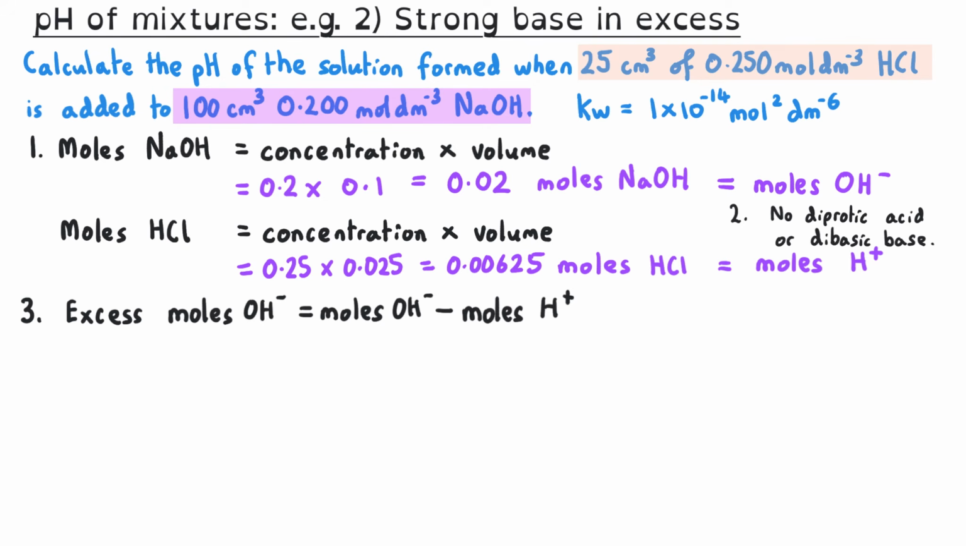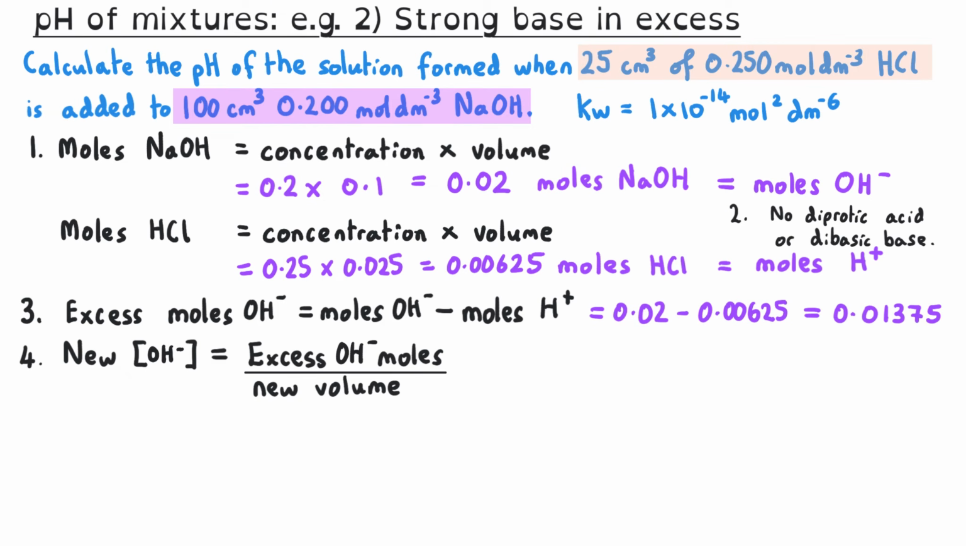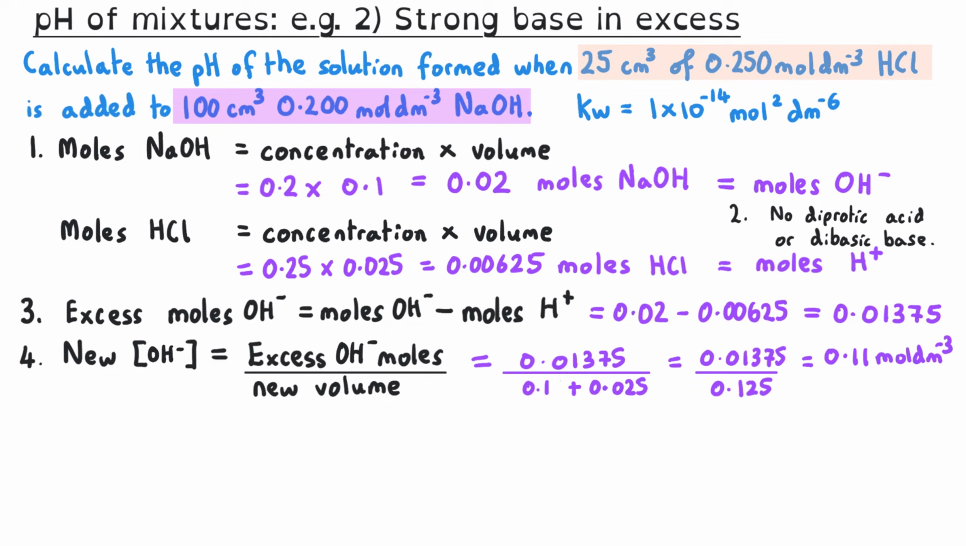Quite how much in excess? We have to subtract the 0.00625 away from 0.02, and that gets us 0.01375 moles of excess hydroxide ions. We then need to calculate the new hydroxide ion concentration by taking this excess moles value and dividing it by the new volume. So 100 cm³ plus 25 cm³ is 0.125 dm³. When we run this calculation, we get a hydroxide ion concentration of 0.11 mol/dm³.